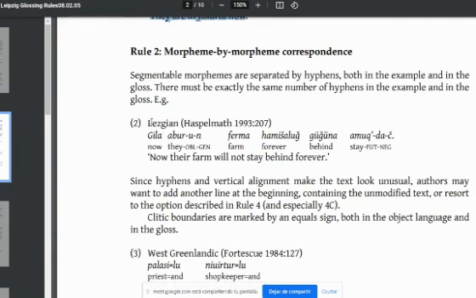This one is Lezgian, maybe. No, I have no idea why it's listed that way. But the example is this. If you use morpheme by morpheme, you see hyphens. In the first one, gila means now, abur means they, this is oblique and genitive, ferma is farm, hamisha is forever, gafa is behind, amuk-da-č, stay, future, and negative. And the meaning is this: now their farm will not stay behind forever.